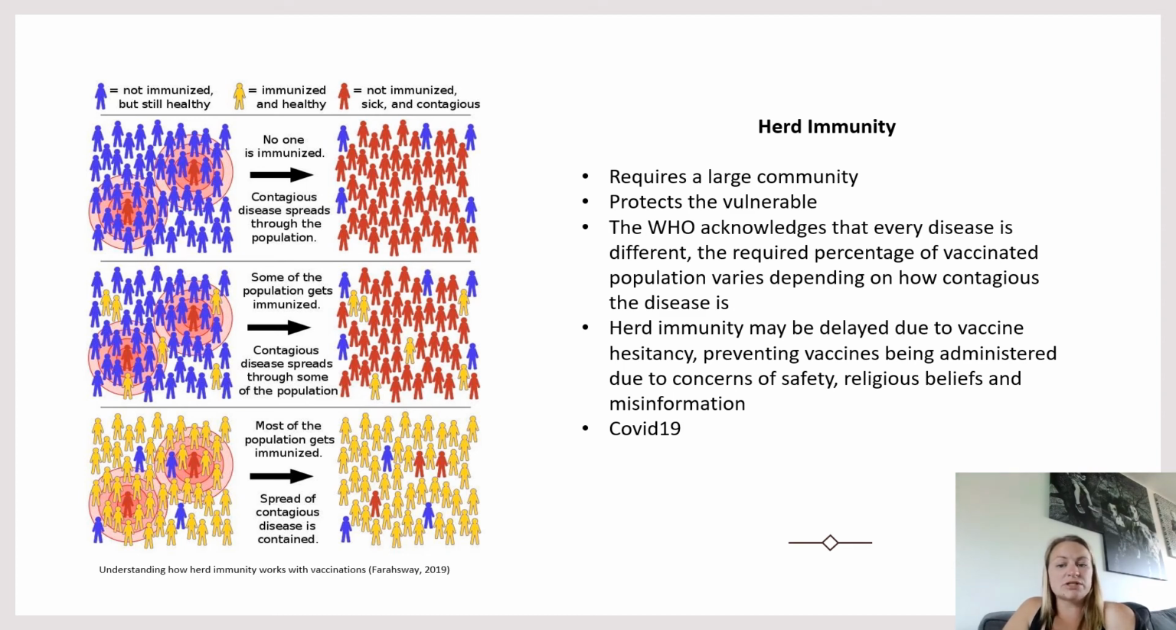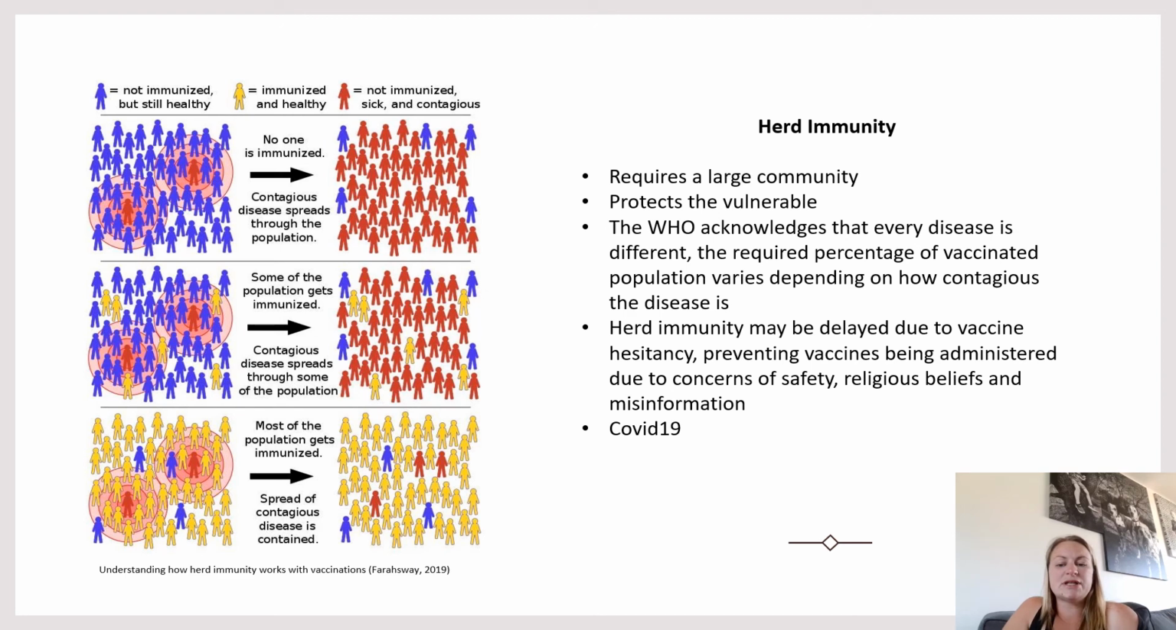The WHO acknowledges that every disease is different. The required percentage of a vaccinated population varies depending on how contagious the disease is. Measles requires 95% of the population to be vaccinated, whereas for polio, only 80 to 85% need to be vaccinated.